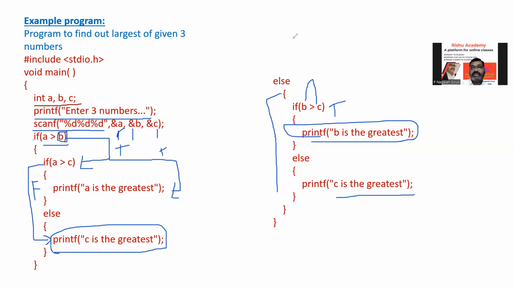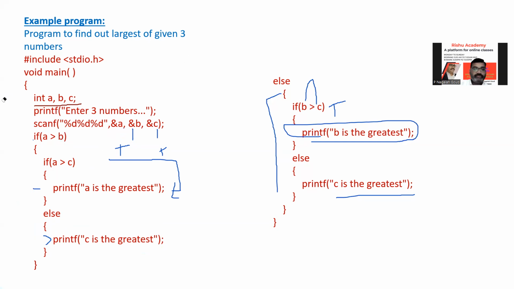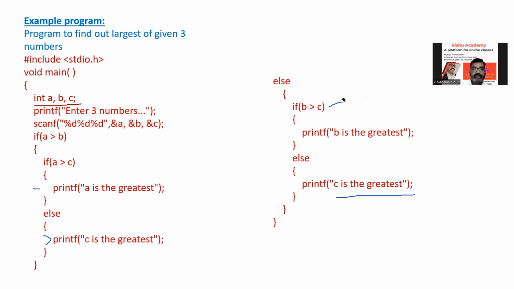Once again, I repeat this. Look at this. I declared three variables A, B, C. Read the three values from the keyboard. Check condition one, A greater than B. Assume that this condition is true.